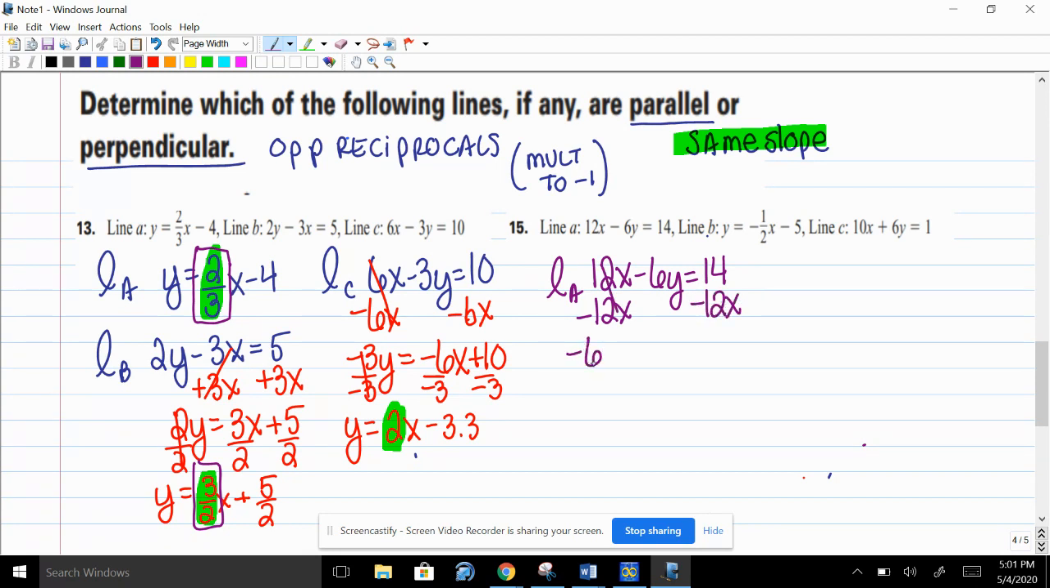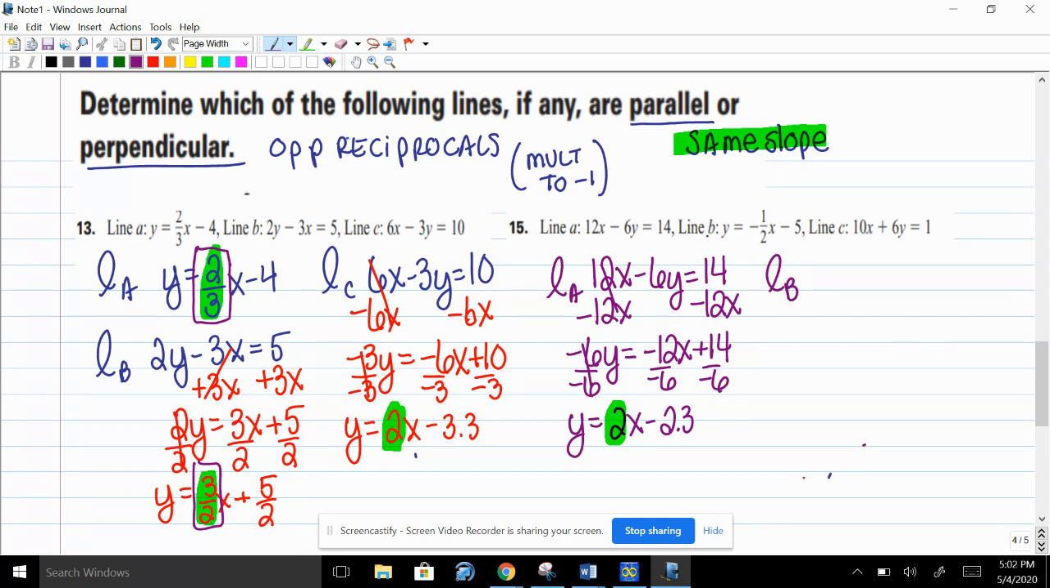Okay, so I got -6y is equal to -12x plus 14. Divide across the board by -6. Hopefully you're getting comfortable with this by now. y is equal to negative over negative gives me a positive 2x. 14 divided by -6, that's negative, I believe, -2.3. No big deal, doesn't matter. The slope is what we're concerned with. The slope of that thing is 2.